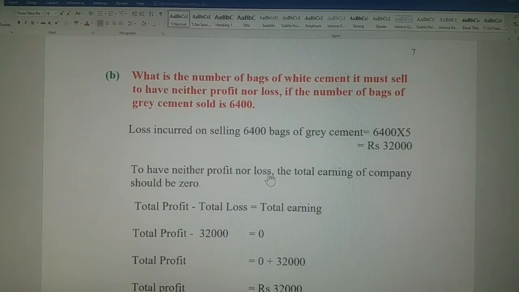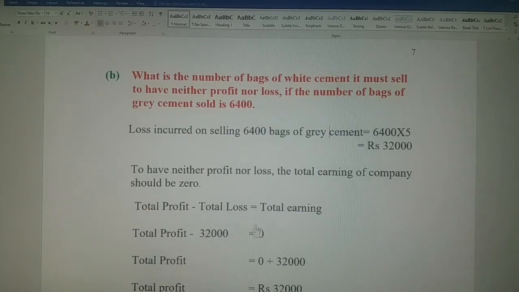Now to have neither profit nor loss, the total earning of the company should be 0. That means as much profit they earn, if the loss is equal to the profit, then there will be no profit, no loss. That means there will be 0 earning. That means the total profit minus total loss will be total earning. So total earning has to be 0. Total profit we don't know, but total loss we know. The total loss is 32,000. Total earning is 0.